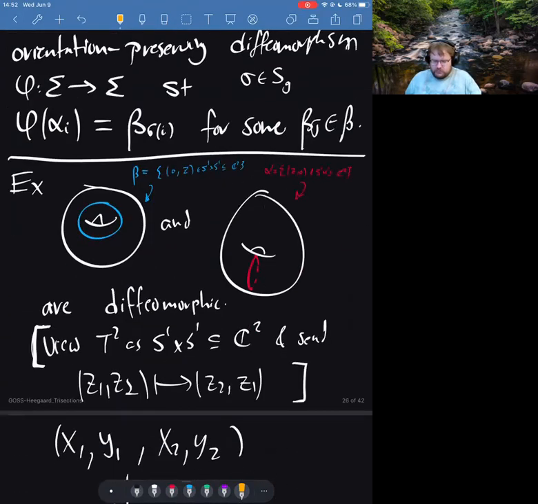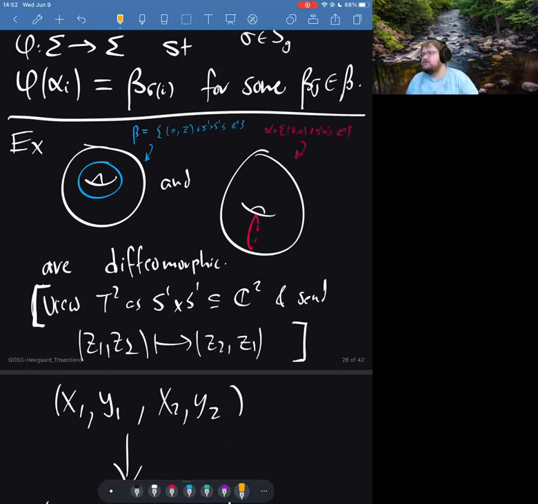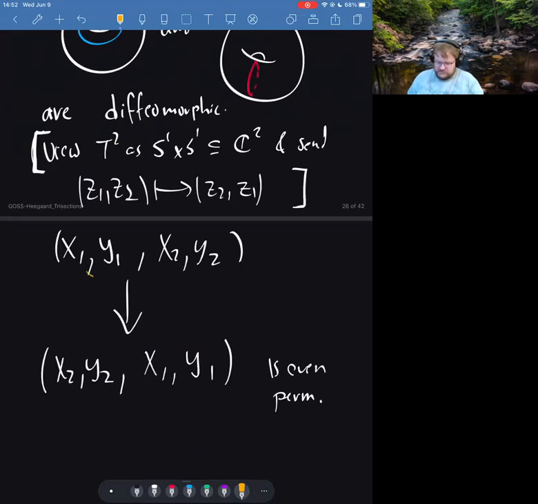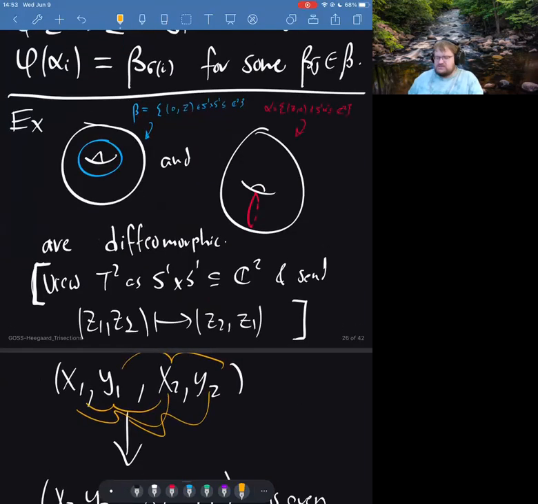So for example, on the torus, these two cut systems are diffeomorphic. And it's orientation preserving because we can view it in C^2, and this map (z1, z2) to (z2, z1) is orientation preserving by counting transpositions. Right, so this thing moves two spaces, this moves two spaces, that moves two spaces, and that moves two spaces. So everything is even. So that's what it means for two cut systems to be diffeomorphic.